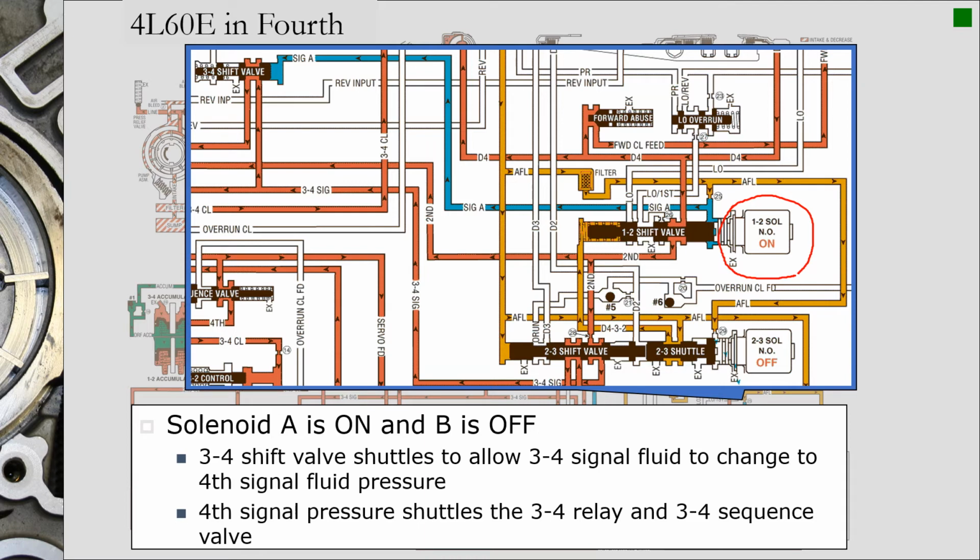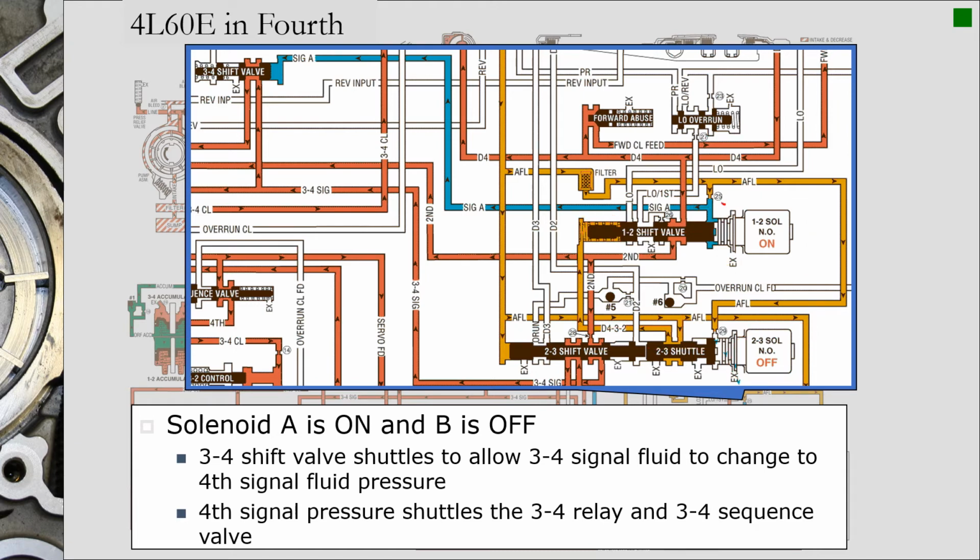And to look at this, you might be asking yourself, well, if that turned on and it's now built up this signal A pressure here, how come this shift valve didn't shuttle back over to the left as shown, like it was in 1st gear when the solenoid was on? The reason is when we shifted from 2nd to 3rd and turned the 2/3 solenoid off, this 2/3 shift valve shuttled over to the right, AFL pressure was able to find its way through this 2/3 shuttle valve, and it found its way to the end of the spring side of the 1/2 shift valve, and it added to the spring pressure.